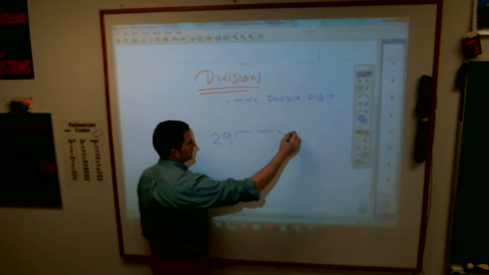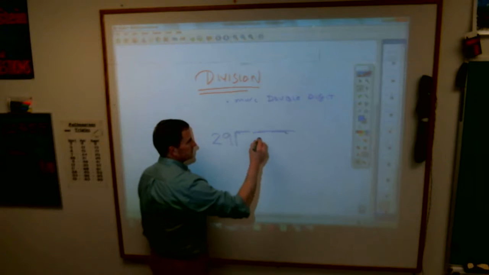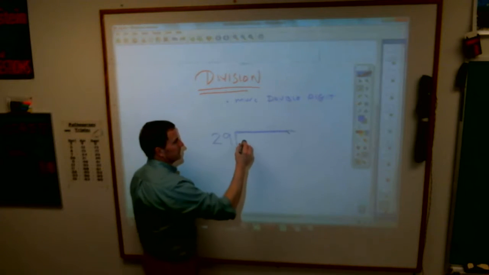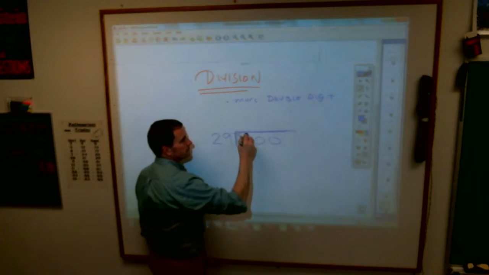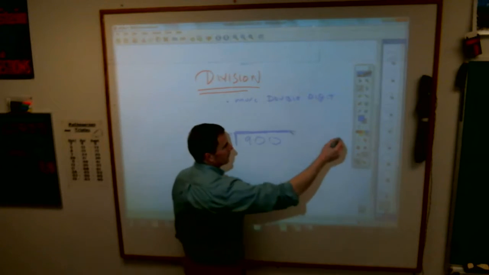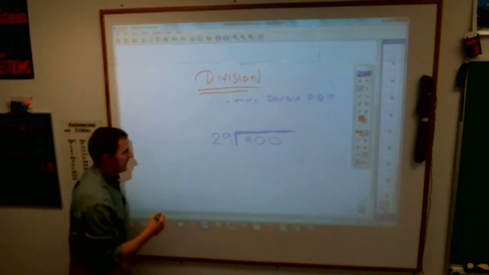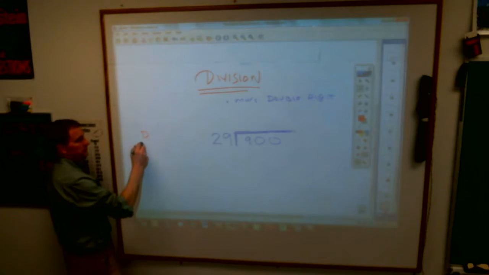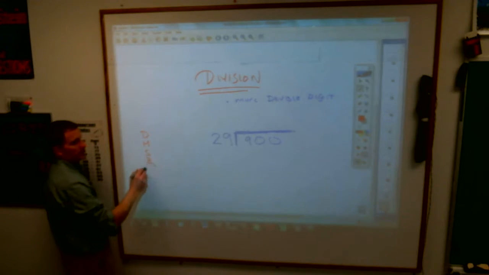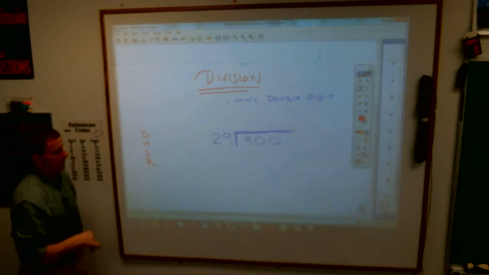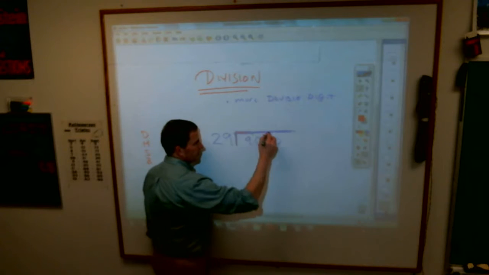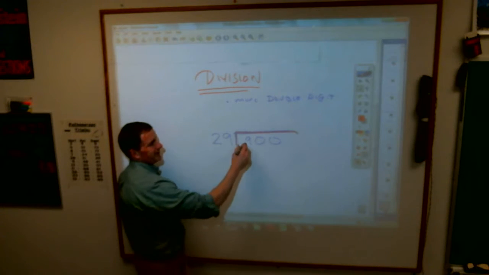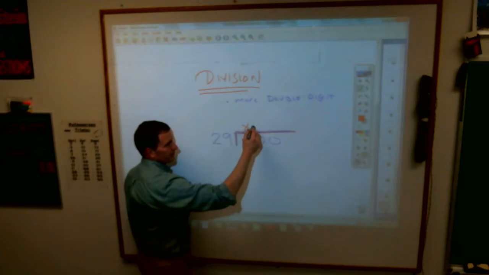Let's say you have 29 into 900. The rules are still the same. It's going to be divide, multiply, subtract, bring down. Okay, but here's what the book says, and it's a good habit to get into. You kind of start the same way. 29 doesn't go into 9, but it does go into 90.